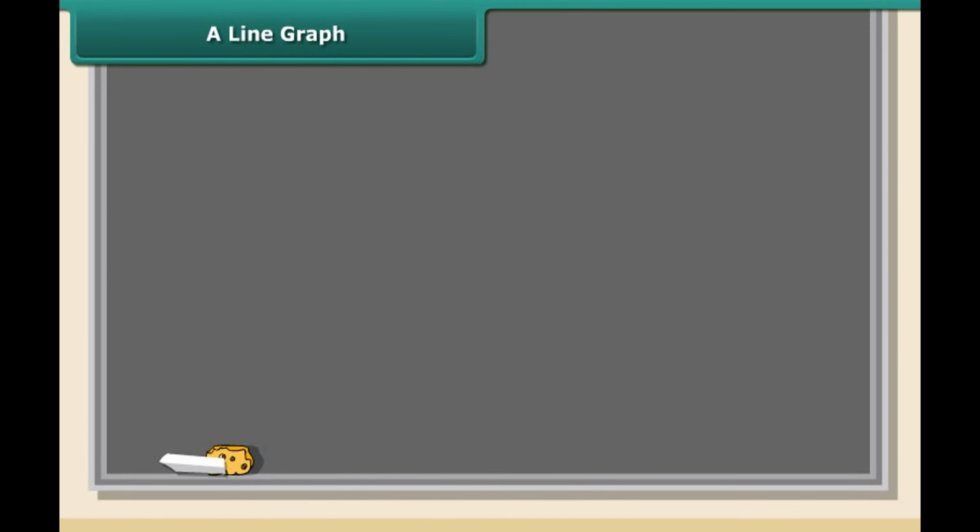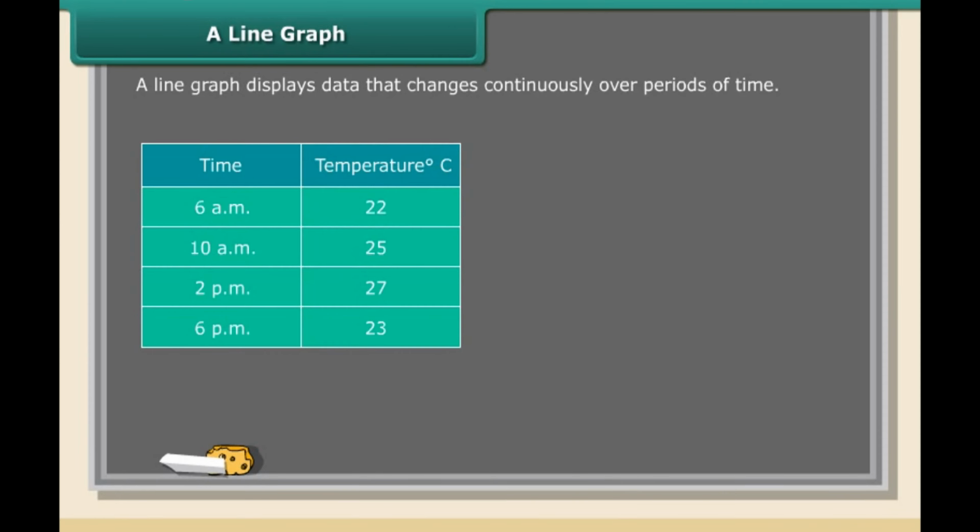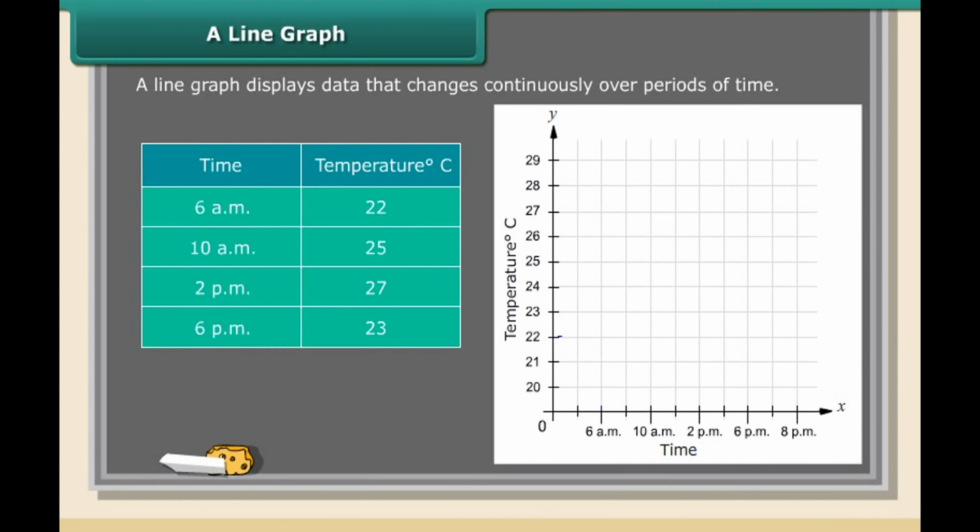A line graph. A line graph displays data that changes continuously over periods of time. The above table shows the temperature of Chennai city, taken every 4 hours for a day. We call this a time temperature graph. The horizontal line, x-axis, shows the timings at which the temperatures were recorded. The vertical line, y-axis, denotes the temperature.